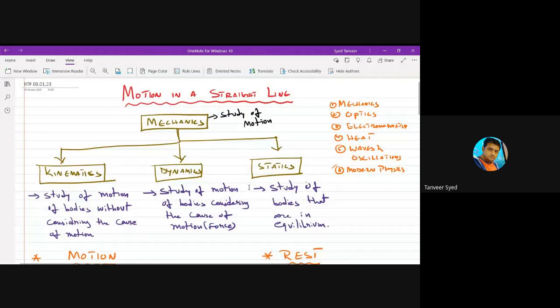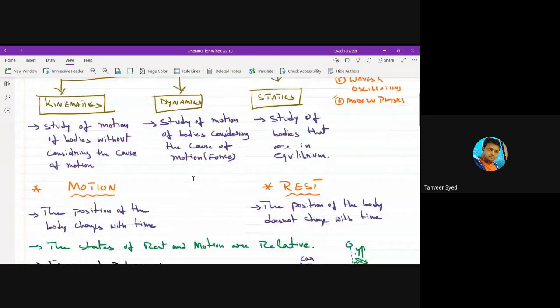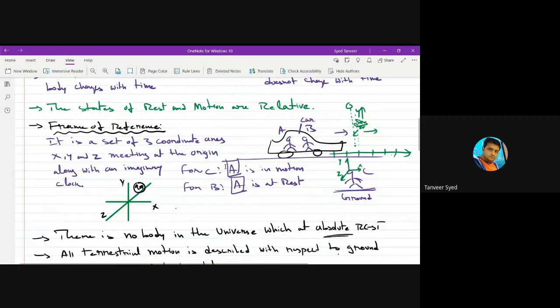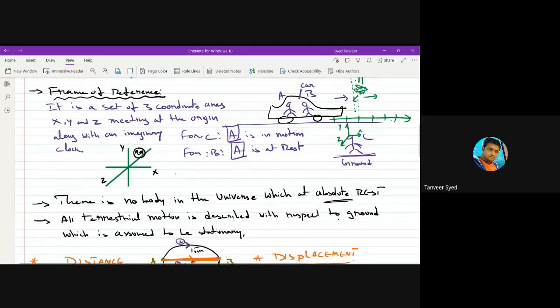Motion in a straight line is a part of kinematics. Kinematics is a part of mechanics, which is the study of motion. We say that a body is in motion if its position changes with time, and if its position does not change with time, it is at rest. Rest and motion are relative terms. They depend on the frame of reference, or the point from which you are observing the motion of that particular body.